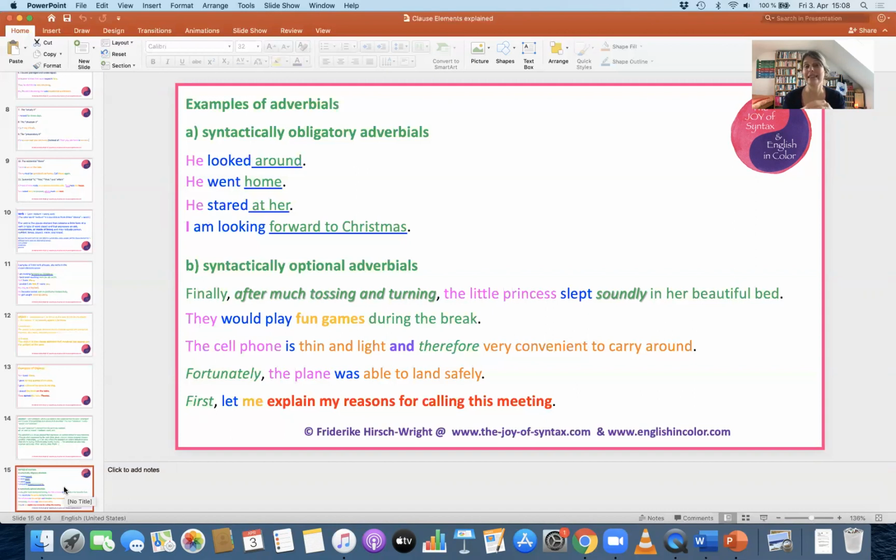So the final example is an adverb as adverbial that helps to organize discourse. First, let me explain my reasons for calling this meeting. Second, let me do blah, blah, blah. So first, second, third, and a number of other adverbs as adverbials, prepositional phrases as adverbials, or what have you, can help to organize discourse. And they help both the creator and the reader or listener. But that's also a subject for a different video.